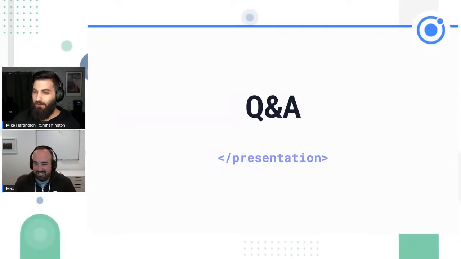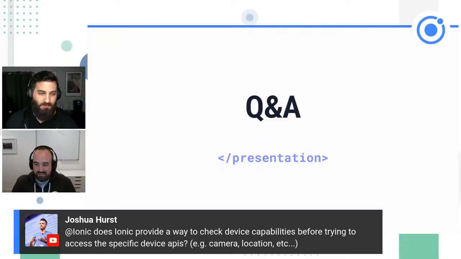Let's go over a great question from Joshua. Does Ionic provide a way to check device capabilities before trying to access specific device APIs like camera, location, etc.? Ionic itself, you definitely would do this more in the Capacitor approach. Capacitor, again, all the APIs are promises. So you could use try catch, or traditional promises, and just handle the failures, or handle gracefully if a feature is not there by just catching that error.